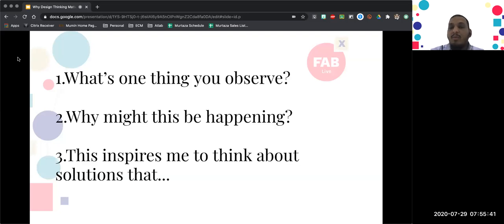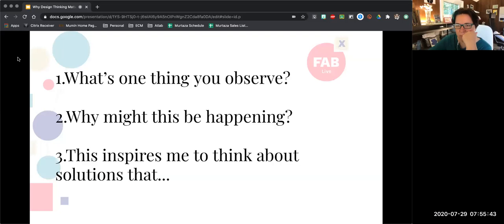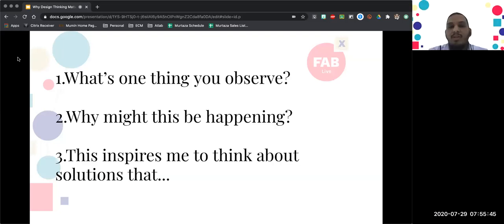And the third was about how can you inspire people to stick to their personal goals. A lot of us make personal goals at the start of the year in January and we forget them in February. So how can we inspire some solutions for this? So the third point is, whatever you would have discussed in your breakout rooms, how does that inspire you to think of a solution?